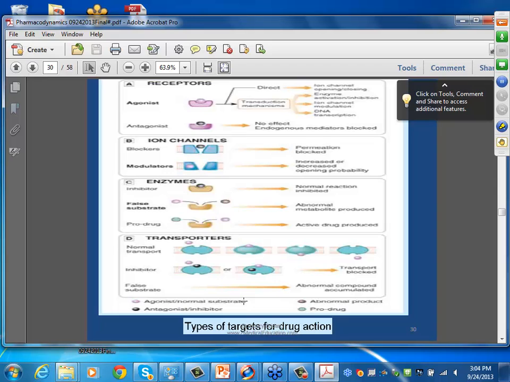A transporter, as the name implies here: the ligand binds first, and then what you expect to see is a gradual conformational change with the transporter. You can see that it flipped the other way around to unload, to load the drug or the effector here. A false substrate, as the name implies, does not actually give you this effect.